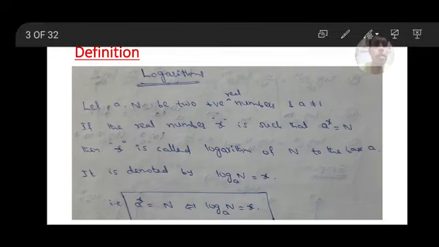Let a, N, small a, capital N, be two positive real numbers. They are positive numbers. Small a, capital N are positive real numbers, not negative. Small a, capital N are two positive real numbers, and a is not equal to 1.